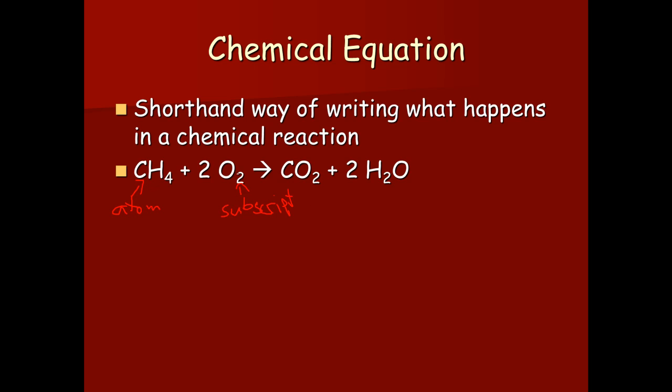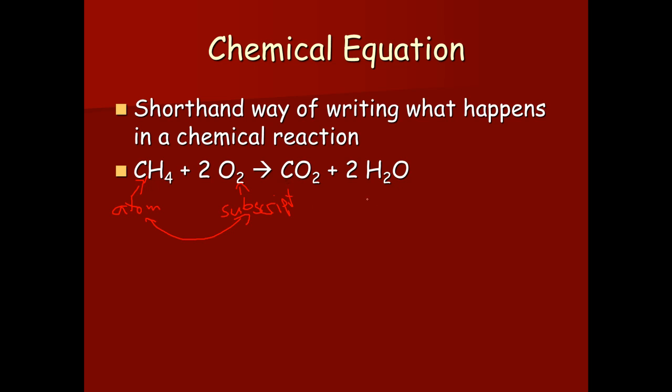A subscript is related to the number of atoms. So this subscript tells us that I have 2 oxygen atoms bound together. Here I have 4 hydrogen atoms bonded to 1 carbon atom. And we usually just don't write the 1, but there's a little 1 there. Here we have 2 oxygen atoms bound to 1 carbon atom, and so on.